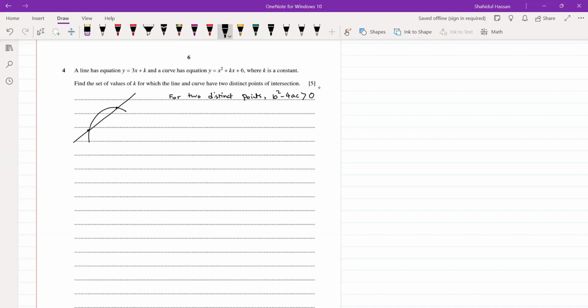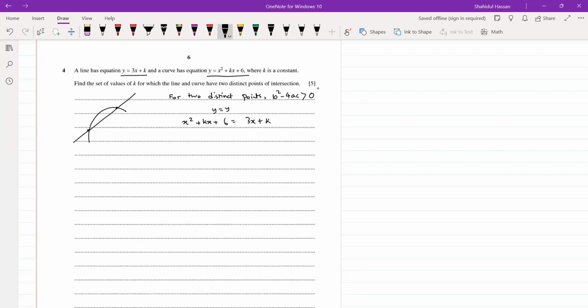Now we have to decide b square minus 4ac. From where will we get this b, a and c? Will I get b, a and c from the first equation? No. From the second equation? No. From the combination of the two equations? Yes. So that's y is equal to y. So we have x square plus kx plus 6 is equal to 3x plus k.